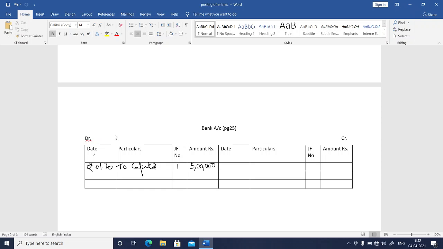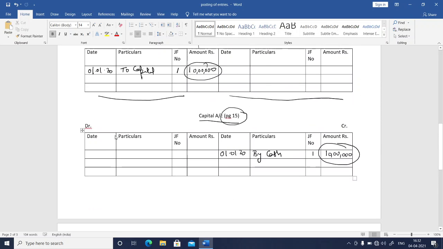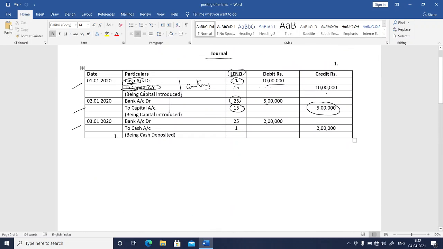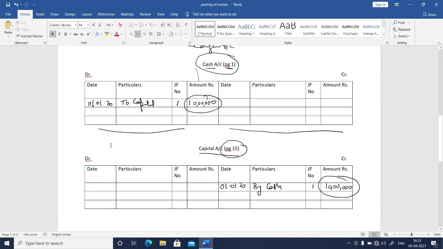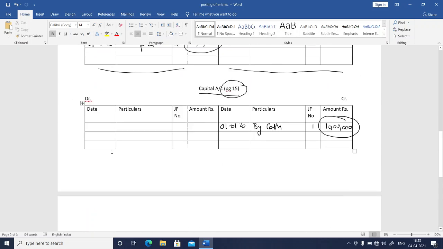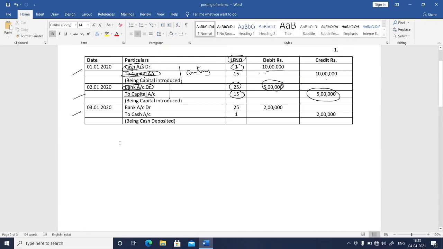Bank account is on the debit side. You have to debit 5 lakhs and you have to write 'to capital' on the debit side of the bank account. That we have done. Now we have to go to the credit side of the journal entry. It says go to capital account. It has to be credited by 5 lakhs and you have to write 'by bank' there.